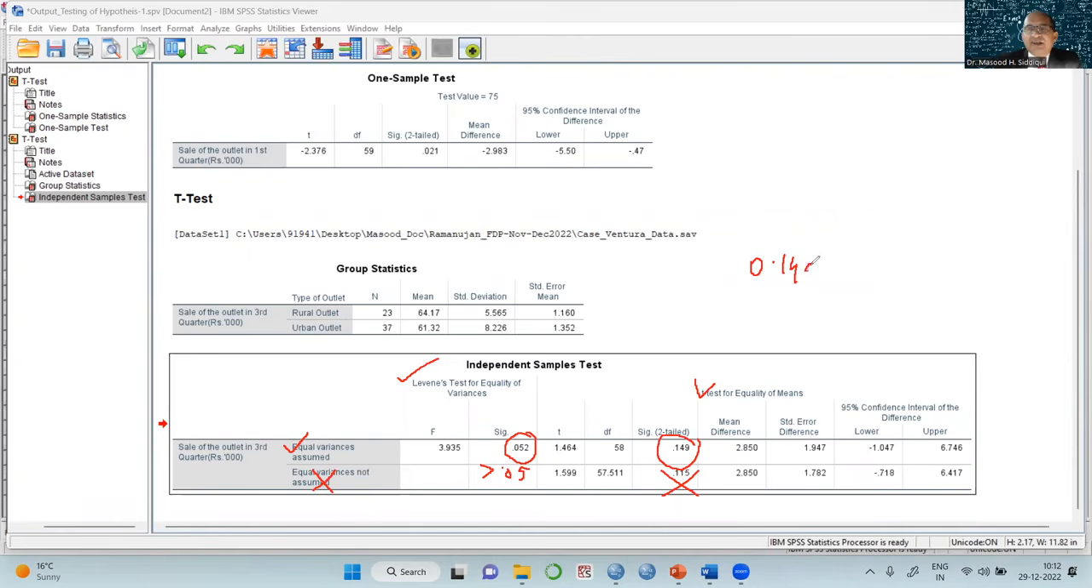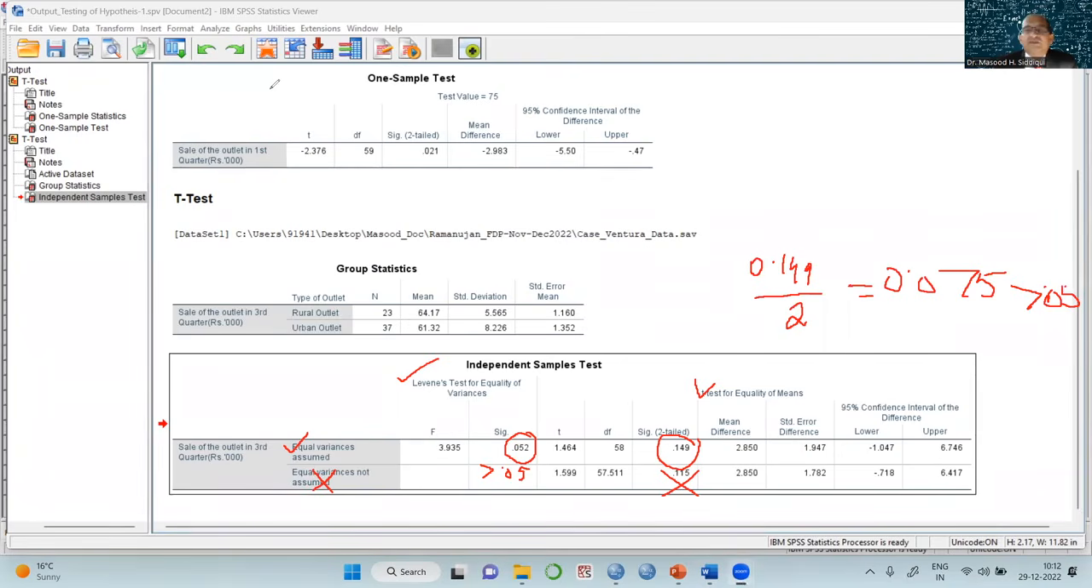And since we have to consider this for a one tail test, we will be dividing this by 2. So this I have explained on the whiteboard also. So we will be having 0.075, which is greater than 0.05. So we won't be rejecting. So we say that the difference is insignificant, right? So this is for the third quarter. Okay, hopefully this is clear to all of you.